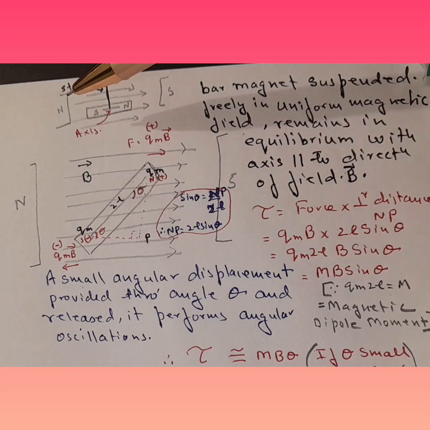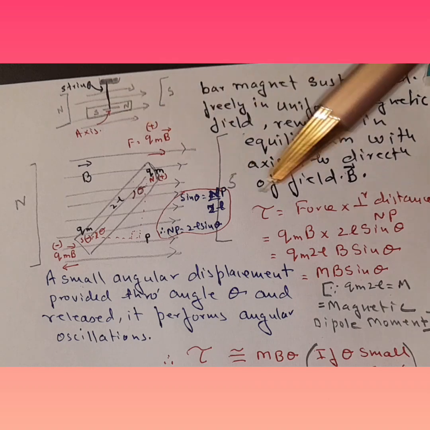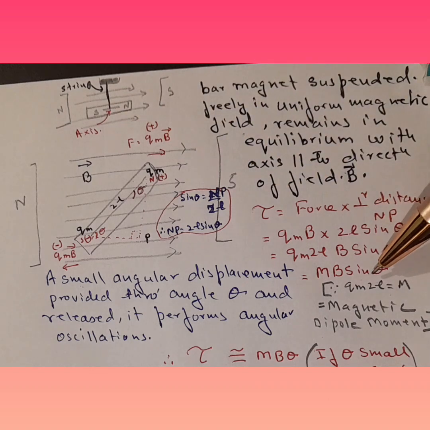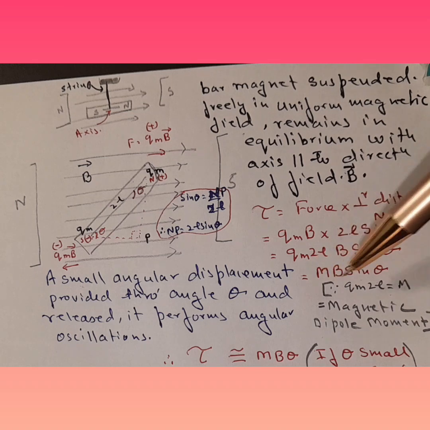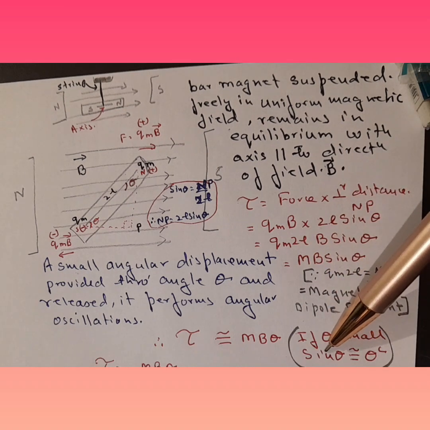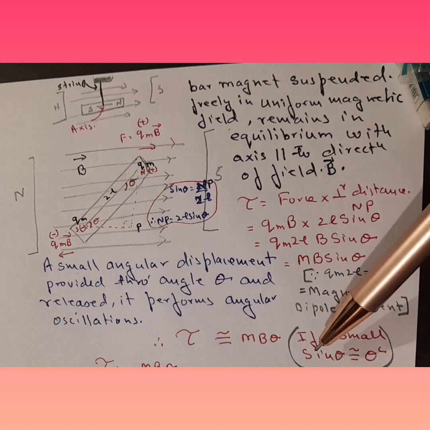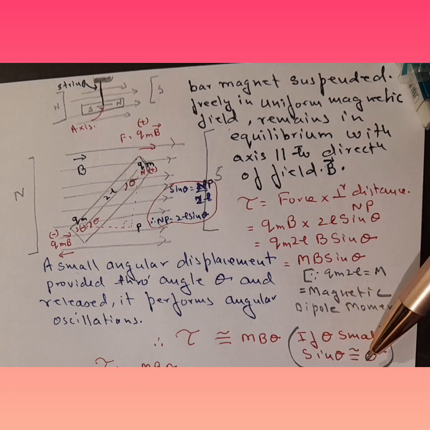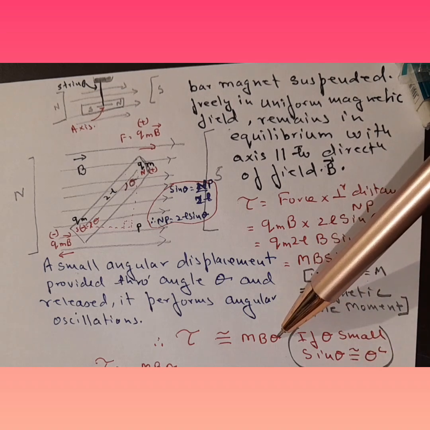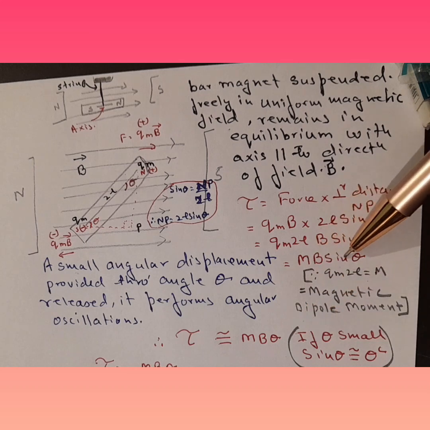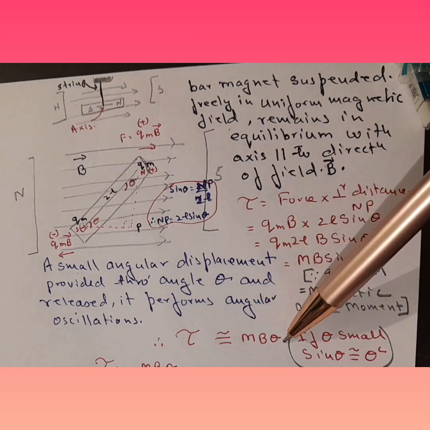Further, we had just deflected the magnet in equilibrium state by a small angle theta. Since theta is a small angle, below 10 degrees, sine theta can be approximately assumed to be theta. So that's what we did: mB sine theta changed to mB theta.